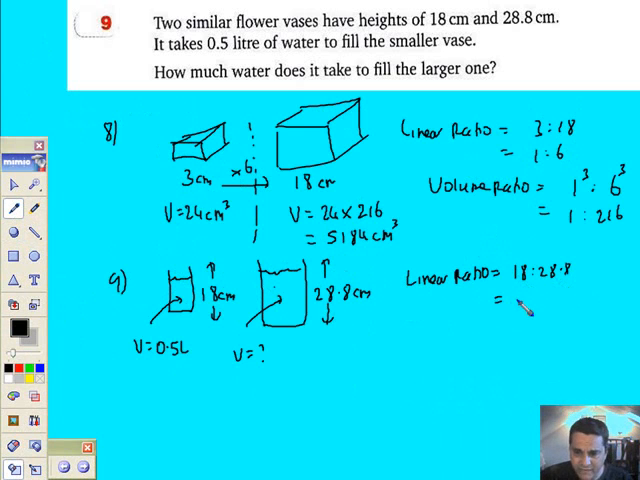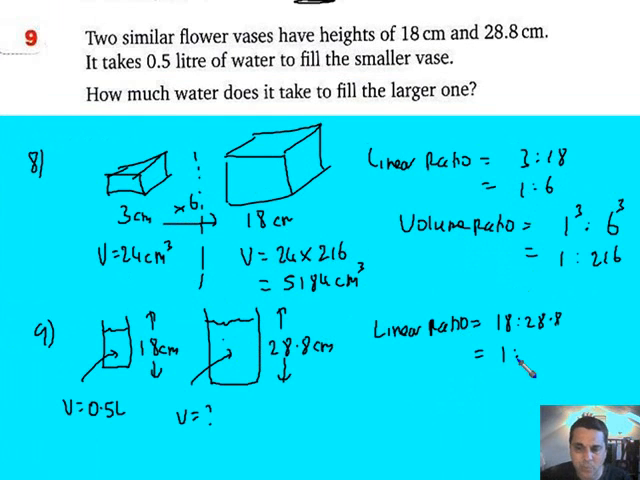Let me simplify it. If I divide each side by 18, that becomes 1. And 28.8 divided by 18 becomes 1.6. Now that's far more manageable. So the enlargement is 1 to 1.6 in terms of the linear ratio. Alright, so it's a times 1.6 enlargement, so to speak. Now it's quite easy to cube these. So I've got 1 cubed compared with 1.6 cubed.